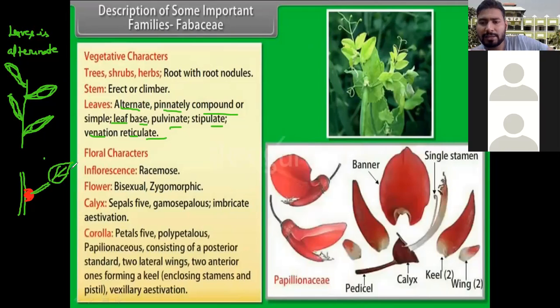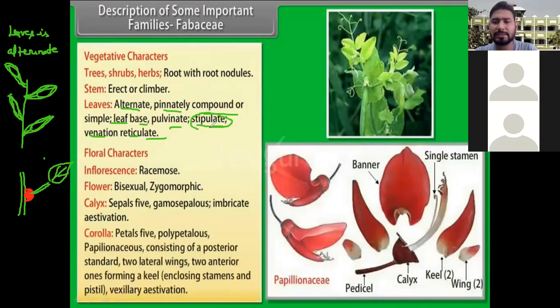Pulvinus means when the leaf base of the leguminous plants becomes swollen. This is an NCERT line. So when the leaf base of the plant becomes swollen, this structure is known as the pulvinus. So now they have the leaf base pulvinate.